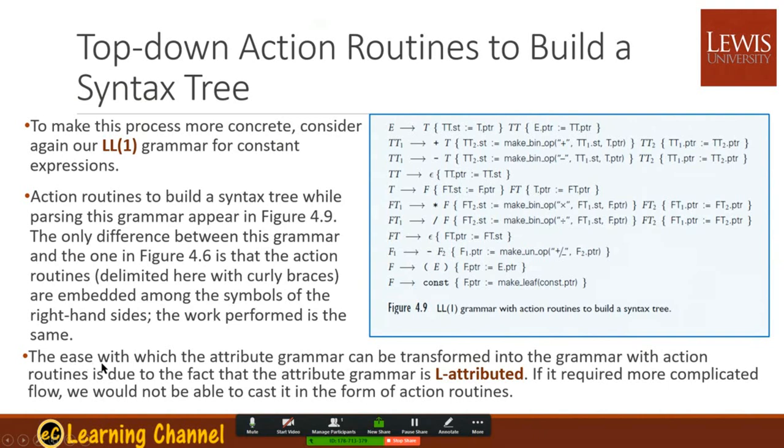And the ease with which the attribute grammar can be transformed into a grammar with action routines is due to the fact that the attribute grammar is L-attributed. So as you can see, L-attributed grammar is more limited, and if it requires a more complicated flow, we would not be able to cast it in the form of action routines.